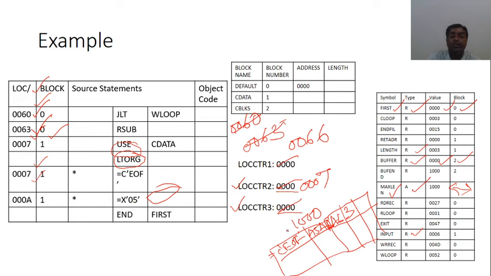You can see here what was the literal, this one, another was X'05', and the value corresponding to this one is 05, and the size of this literal is 1 byte. Now I can assign the address corresponding to these literals. You can see here this is in block 1, and in block 1 the current address is 0007, so it becomes 0007, this one, and corresponding to this literal the address is 0007, and it is in block 1.